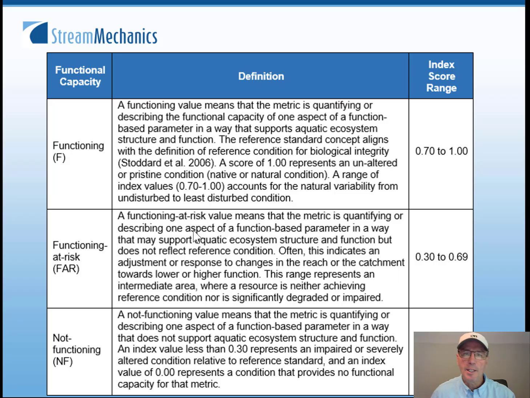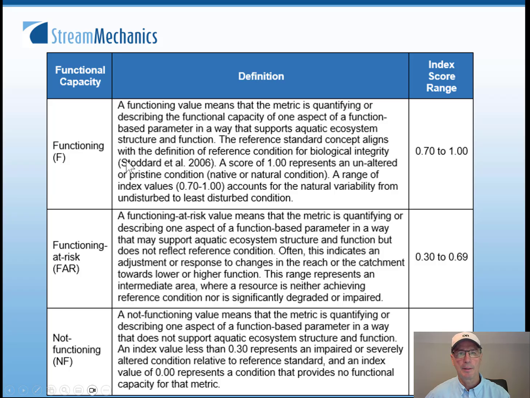I'm not going to do too much reading as we go through this presentation, but I will read a bit here. This is in most of the science support documents for the SQTs. Again, it takes functional capacity and puts it into these 3 buckets of functioning, functioning at risk, and not functioning. And then you can see the index score range going with these categories. Functioning ranges from 0.7 to 1, functioning at risk 0.3 to 0.69, and then not functioning 0 to 0.29.